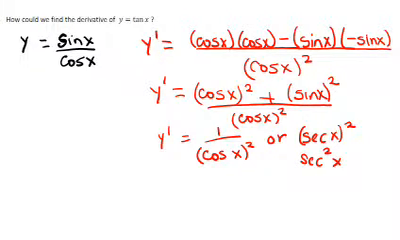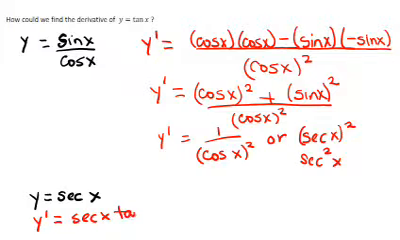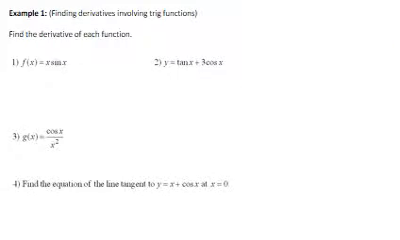Similarly, we could find the derivative of secant x. I'm not going to go through that, but you can if you want. You would rewrite secant as 1 over cosine and then apply the quotient rule. It turns out that if y is secant x, then its derivative is secant x tangent x. We won't derive that one, but you can do that on your own if you'd like.